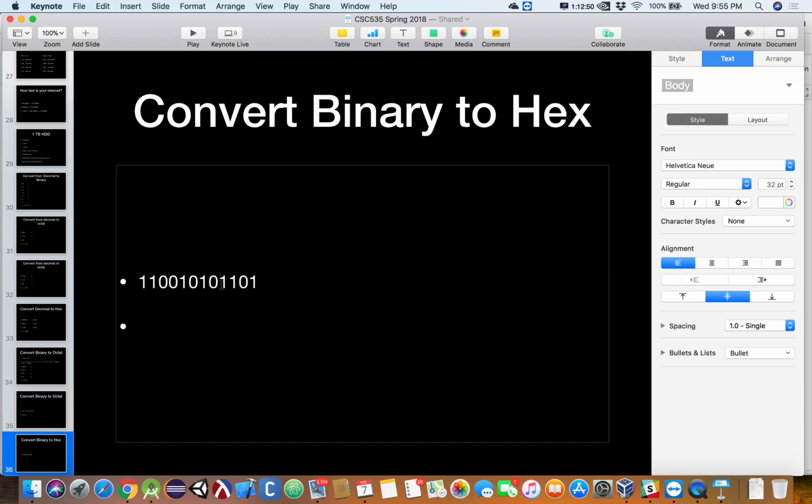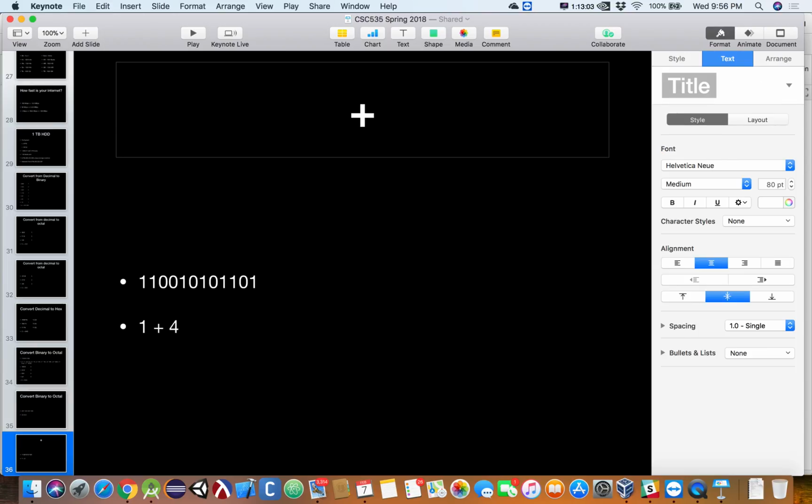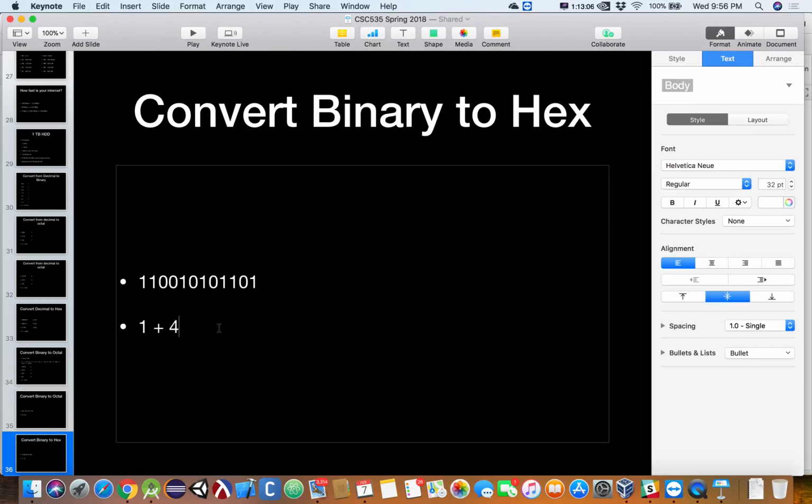All right, so for starters, we need to convert this guy to decimal. So that's a 1 in the ones place, plus a 0 in the twos place, plus a 1 in the fours place, plus a 1 in the eights place, plus a 0 in the 16s place, plus a 1 in the 32s place, plus a 0 in the 64s place, plus a 1 in the 128s place. 2s, 4s, 8s, 16s, 32s, 64, 128. Plus a 0 in 256, plus a 0 in 512, plus a 1 in 1024, plus a 1 in the 2048.